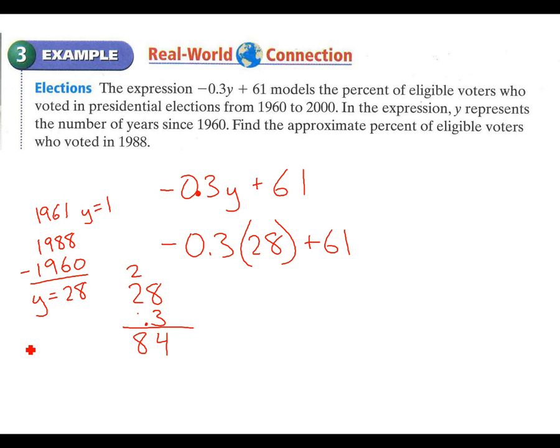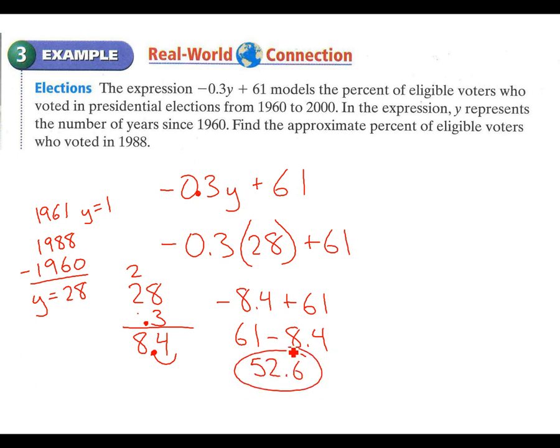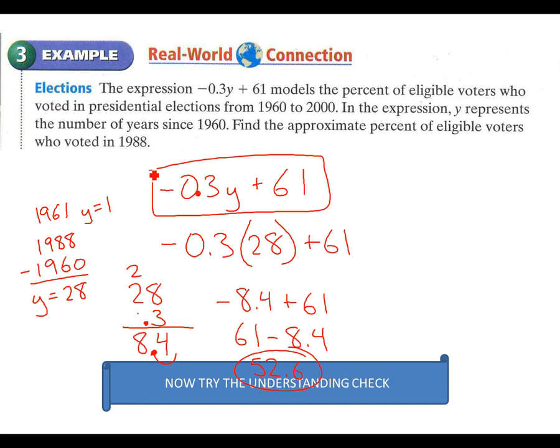So like we were saying, we've got 1 decimal place, so we're going to move our answer's decimal over by 1, so 8.4, negative 8.4 plus 61. And let's add those things up together. This is really 61 minus 8.4. 61 minus 8 is 53. Take away 0.4 is 52.6. And that would be our answer. All right? So you're going to use this information and this model for the understanding check, which go ahead and try that right now.